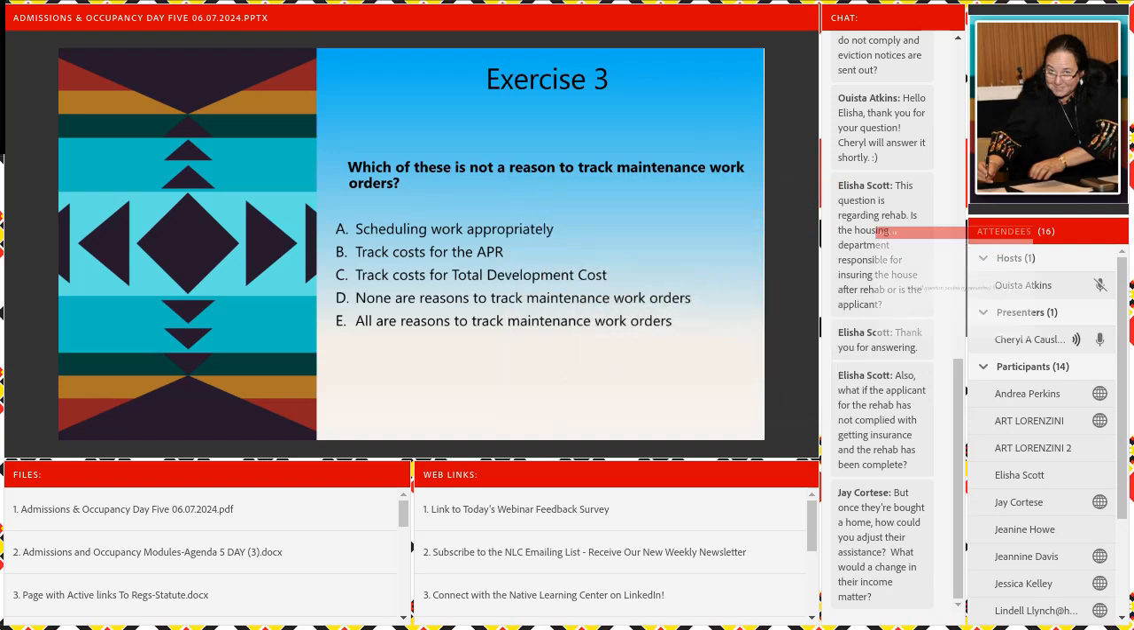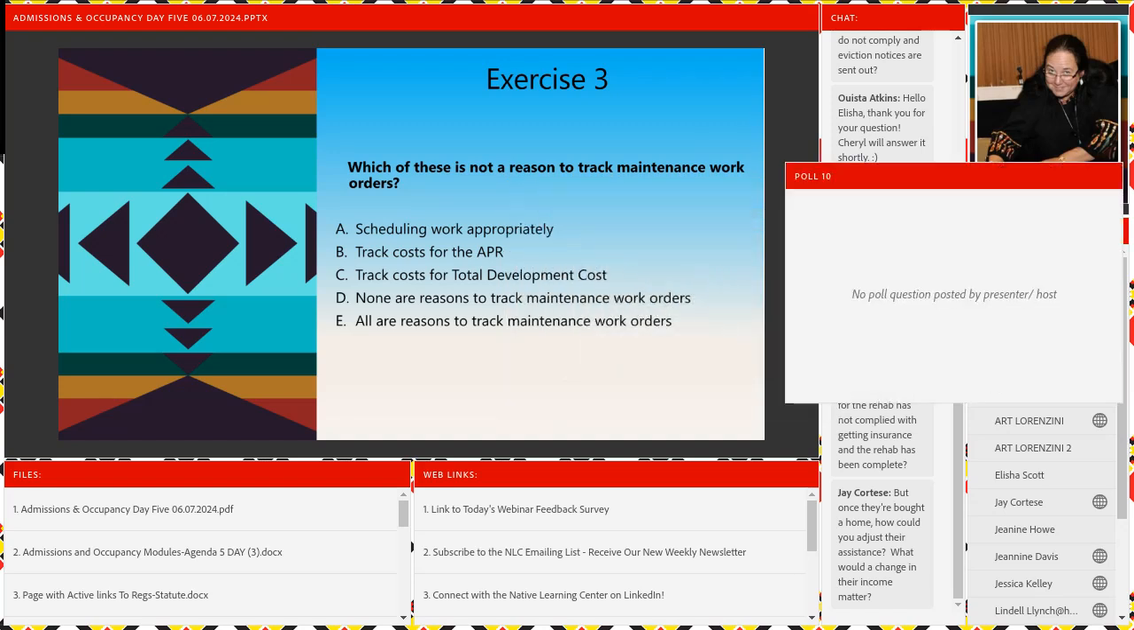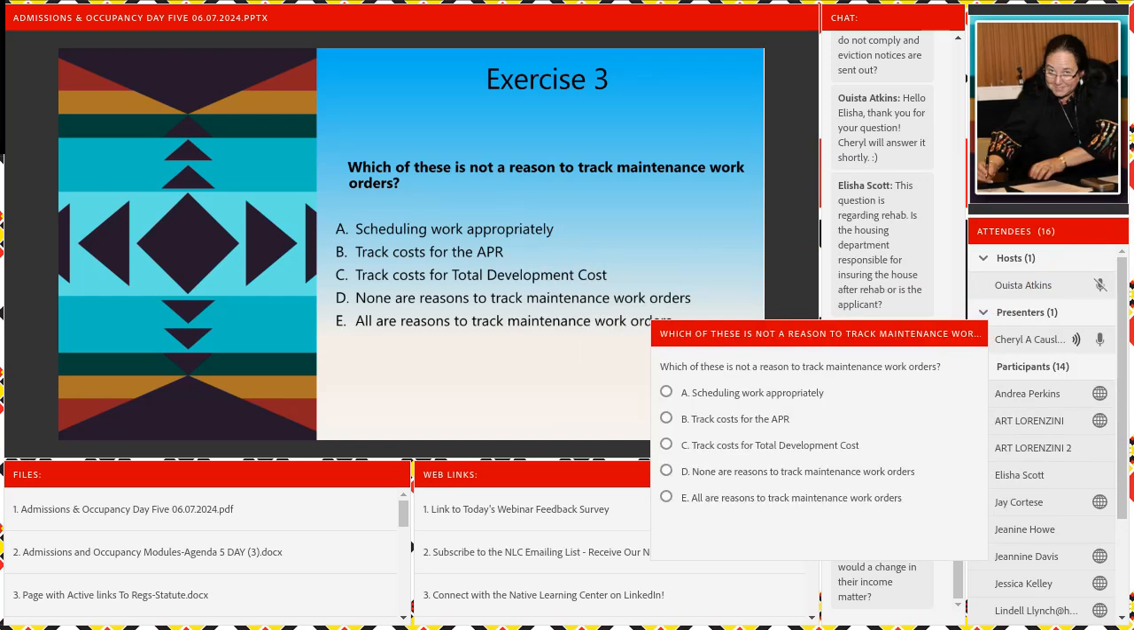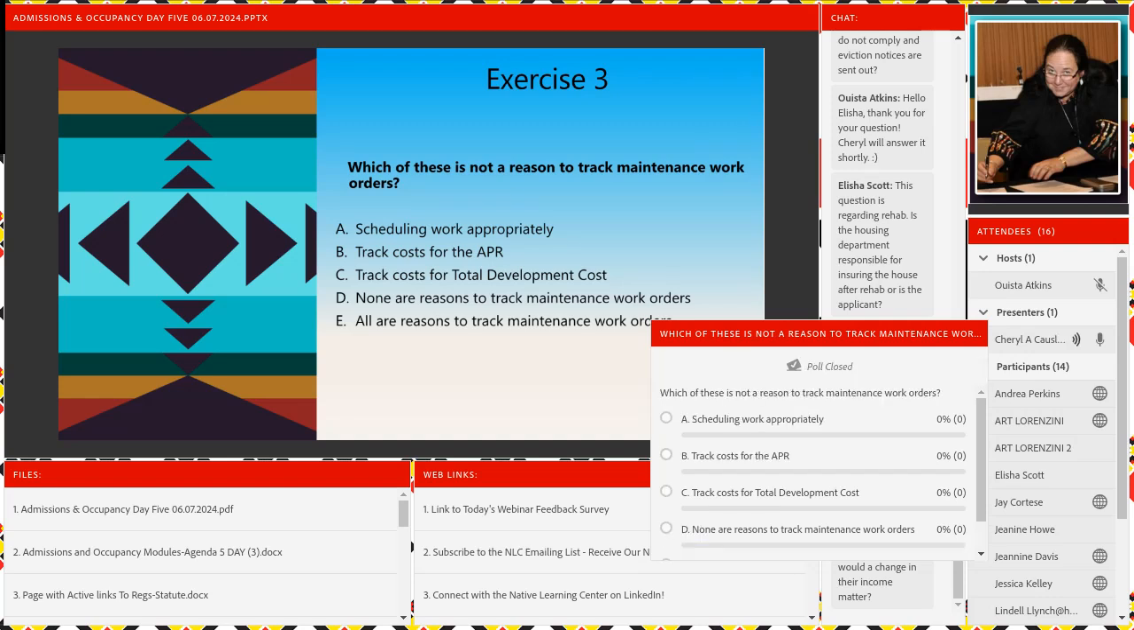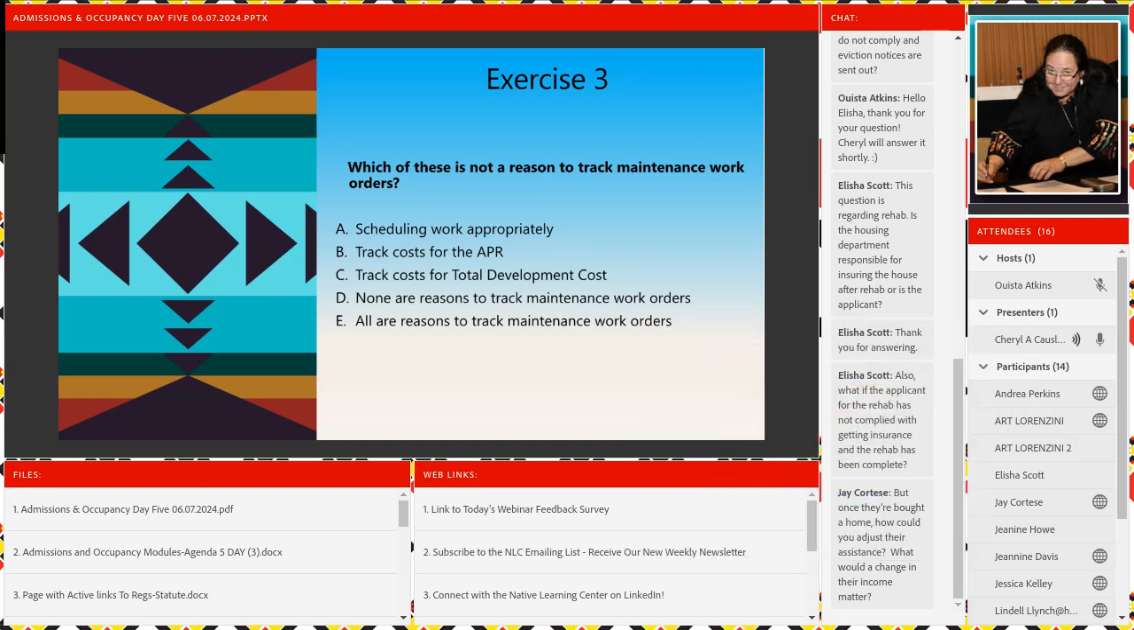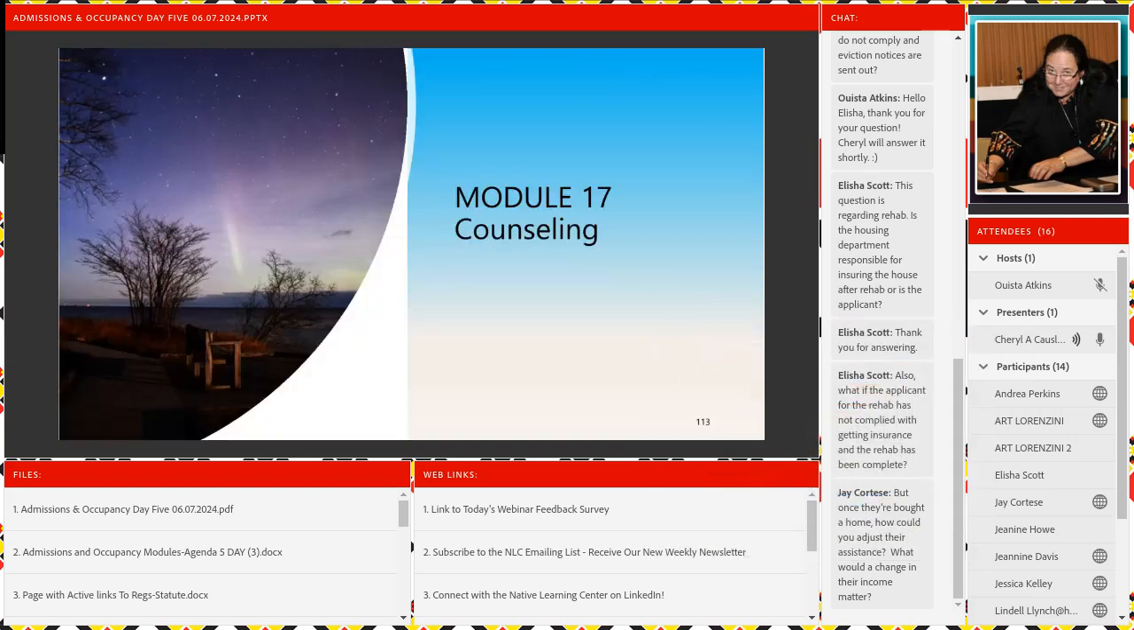Which of the reasons is not to track a maintenance work order? Scheduling work appropriately, track cost for the APR, track cost for your total development cost. None are reasons to track maintenance work orders. All are reasons to track work orders. And I'm going to end this poll. Everybody that answered was right. Okay, I'm doing this because of time.